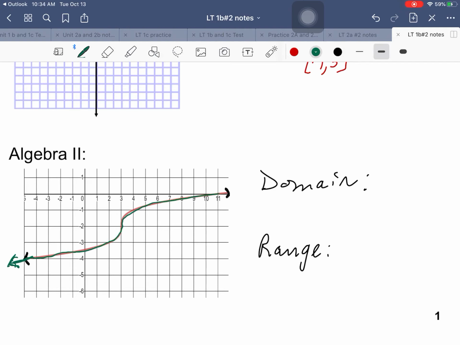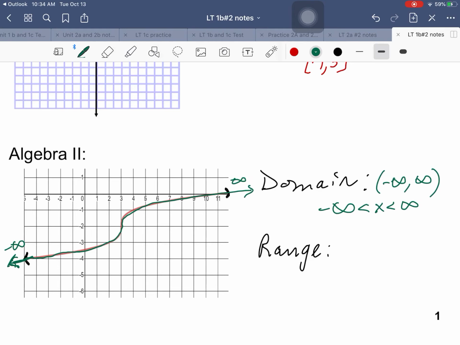Keeps on going right forever. So negative infinity is how far left it'll go, and infinity is to the right. So domain is negative infinity to infinity. Or you can write it, there's no equal to, because infinity, you can never equal infinity, and negative infinity.